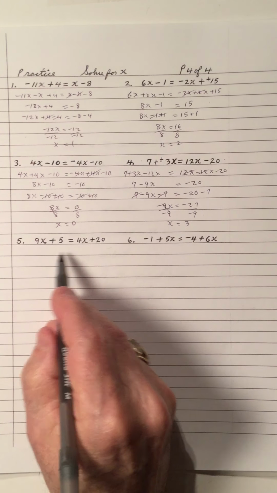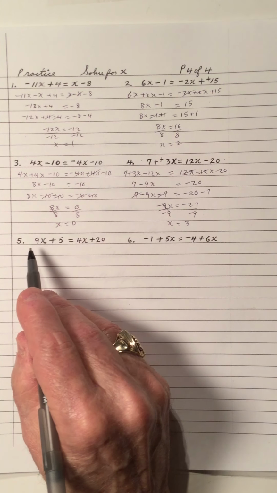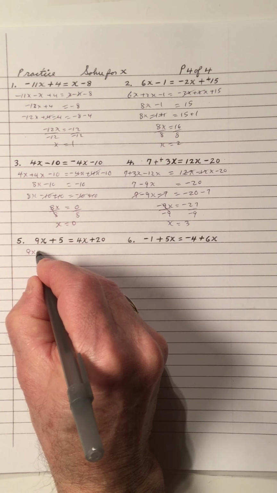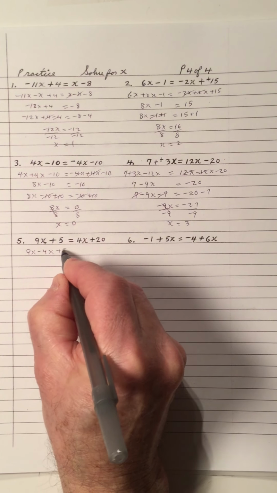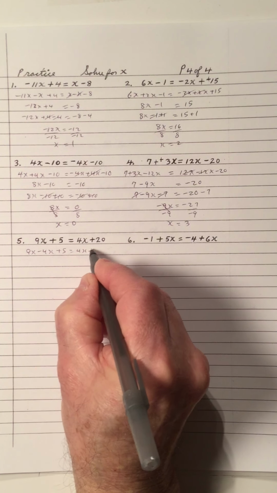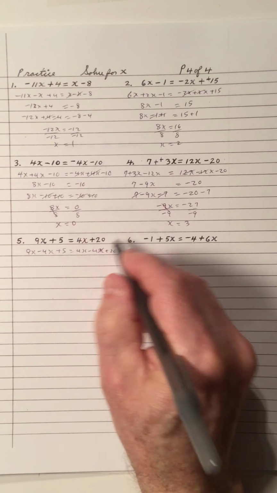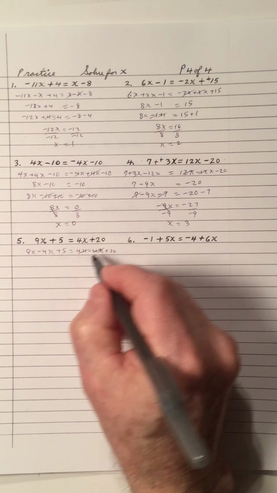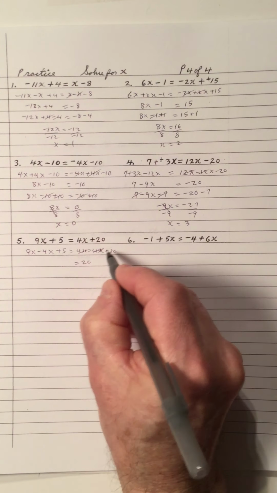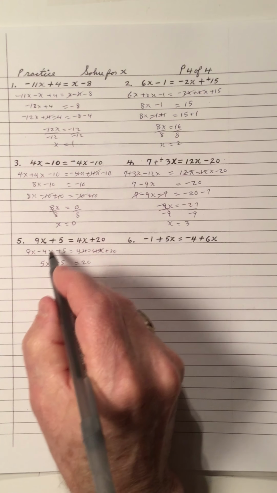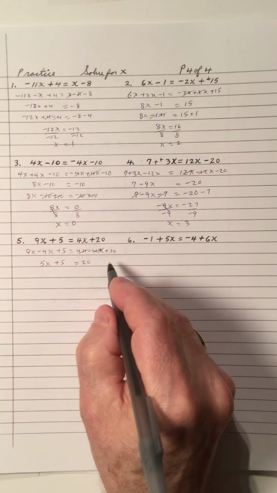Number 5, I have to move the x's to the left and the numbers to the right, so I will subtract 4x from each side. And 4x minus 4x is 0, so that gives me a 20 on the right side. And it gives me a 5x plus 5 on the left side. 9 minus 4 is 5.